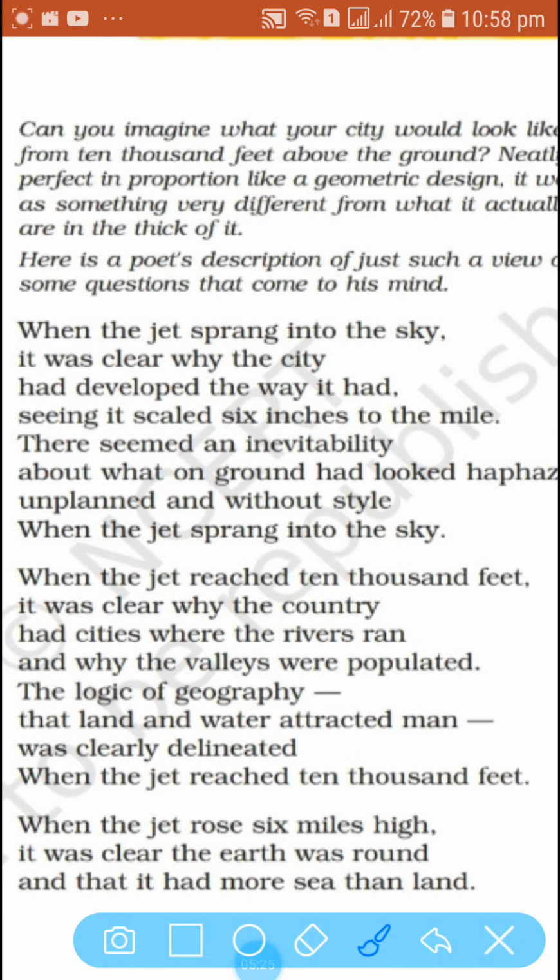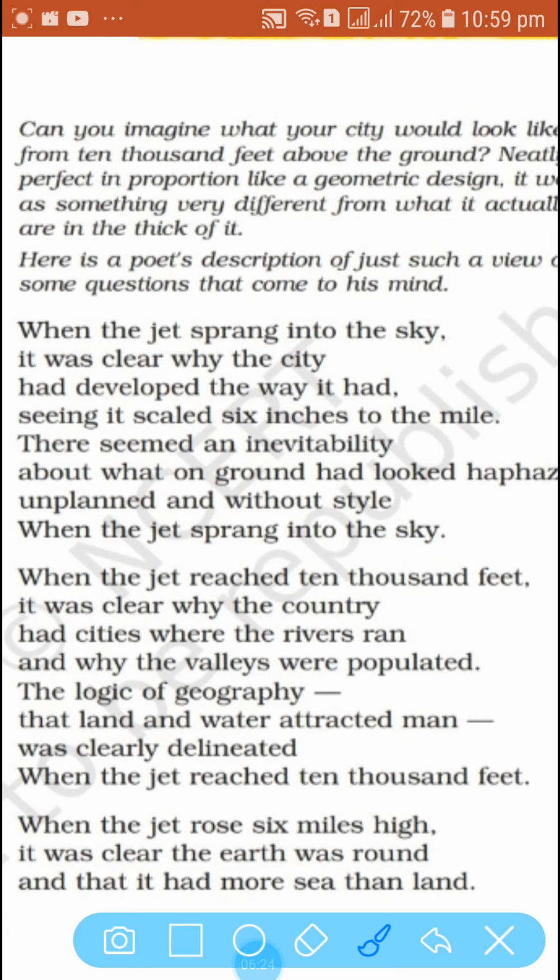Now come to the second stanza. First we will read and then again I will explain. When the jet reached 10,000 feet, it was clear why the country had cities where the rivers ran and why the valleys were populated. Again, I read the first 4 lines of the second stanza, and you can see that there is no rhyming scheme among these 4 lines. That means again it is unrhymed, so we can give different names. Like in the first stanza, we will give the same 4 different letters, A, B, C, D, to the first 4 lines of the second stanza.